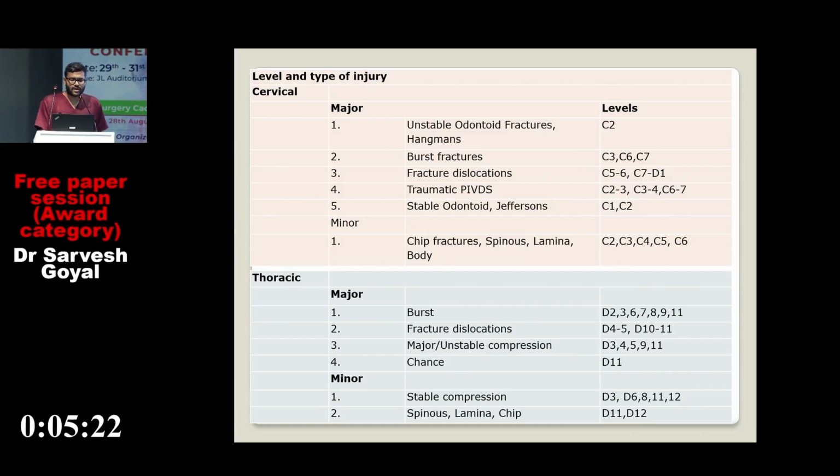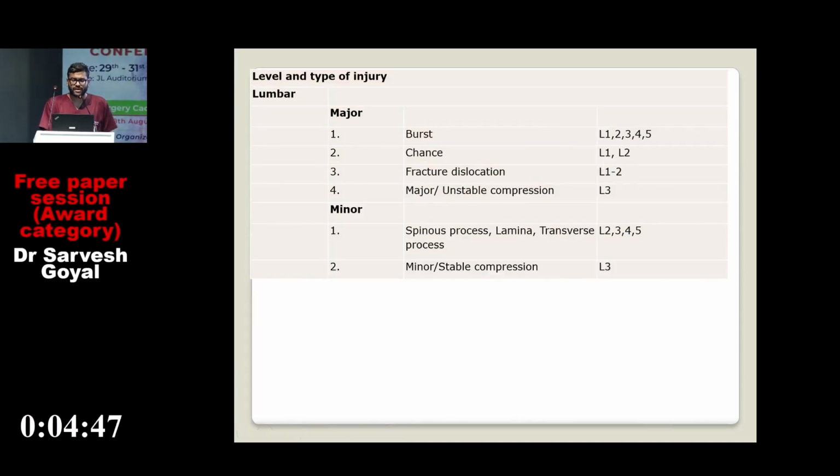The types of injuries encompassed the whole range. In the cervical spine, at various levels, we had odontoid fractures, hangman fractures, burst fractures, fracture dislocations, and traumatic PIVDs, and we also had minor injuries like chip fractures, spinous and lamina fractures, or minor body fractures. In the thoracic spine also we had major injuries like burst fractures, fracture dislocations, major compression fractures, and chance fractures at various dorsal levels, along with minor injuries like spinous process and lamina fractures. At the lumbar level we also had all different kinds of fractures at various levels.